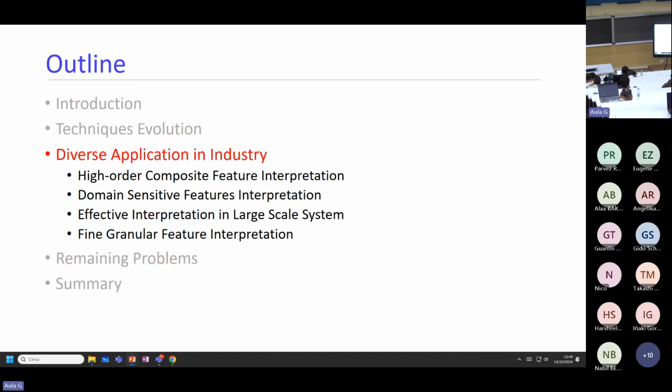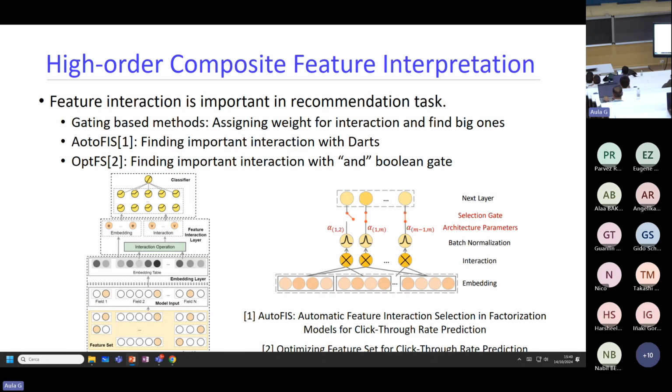And we have talked about all our techniques, and now we can look at other applications in industry. The first application is conducting higher-order composite feature interpretation. They also can use the gating-based method and removal-based method.